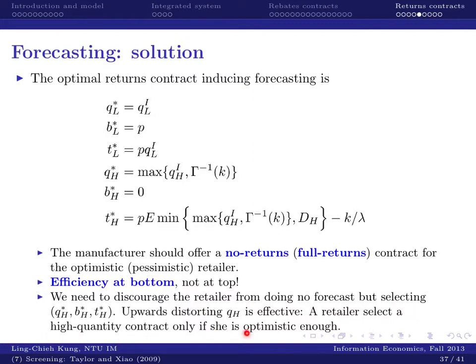I need to make the quantity high enough so that this high quantity contract will be accepted only if a retailer is very optimistic. Okay, and if you do not do forecast, you will not be so optimistic, then you will not choose my contract. So that's why I need to make QH higher. If I make QL lower, I'm not going to have this effect, and that's not the best way to discourage the retailer from doing no forecasting.